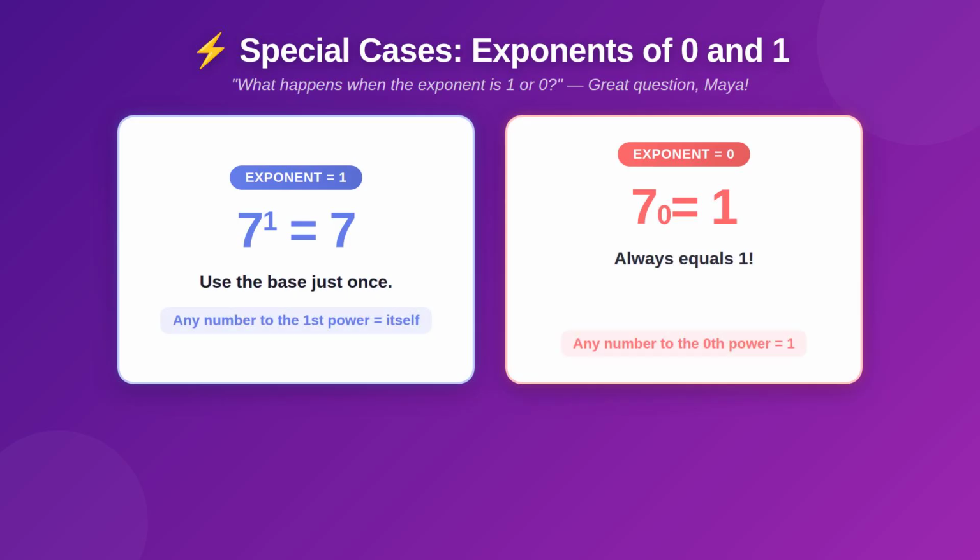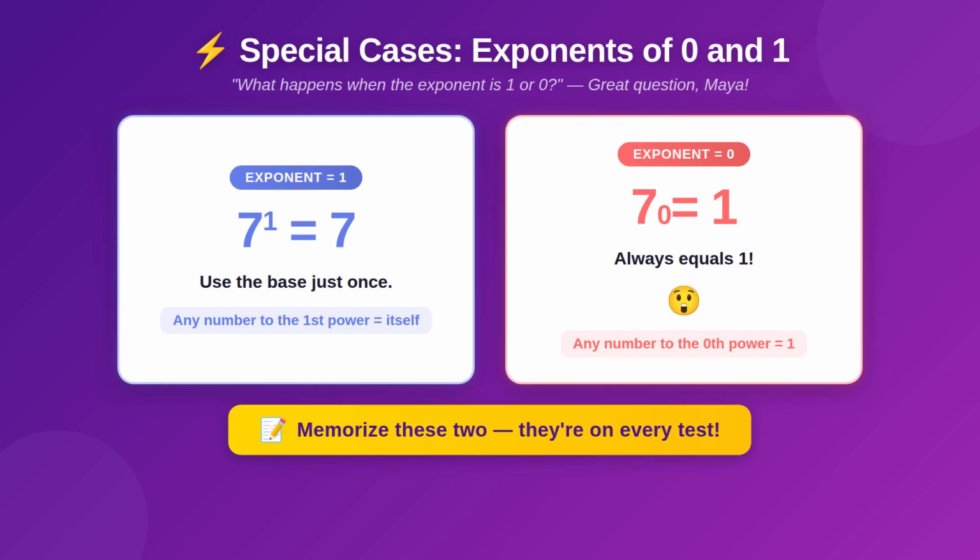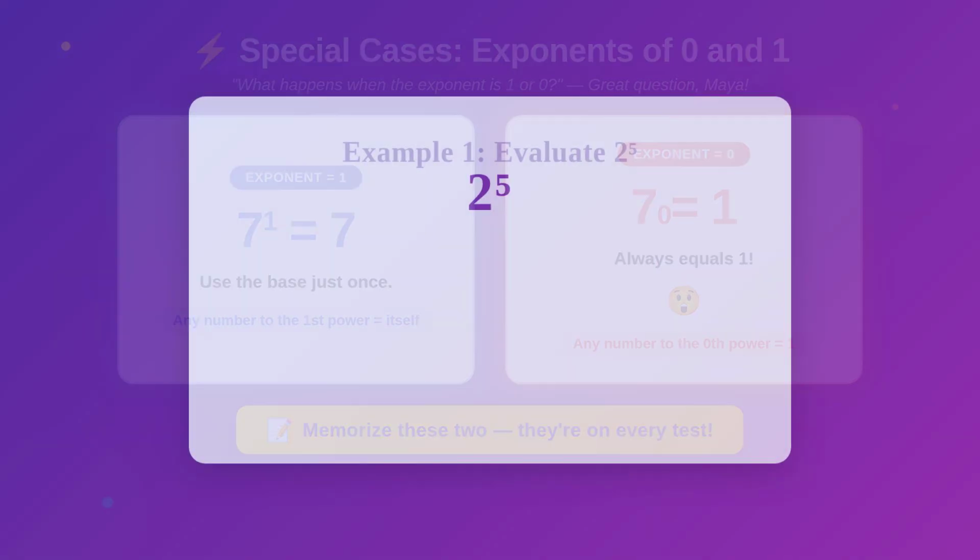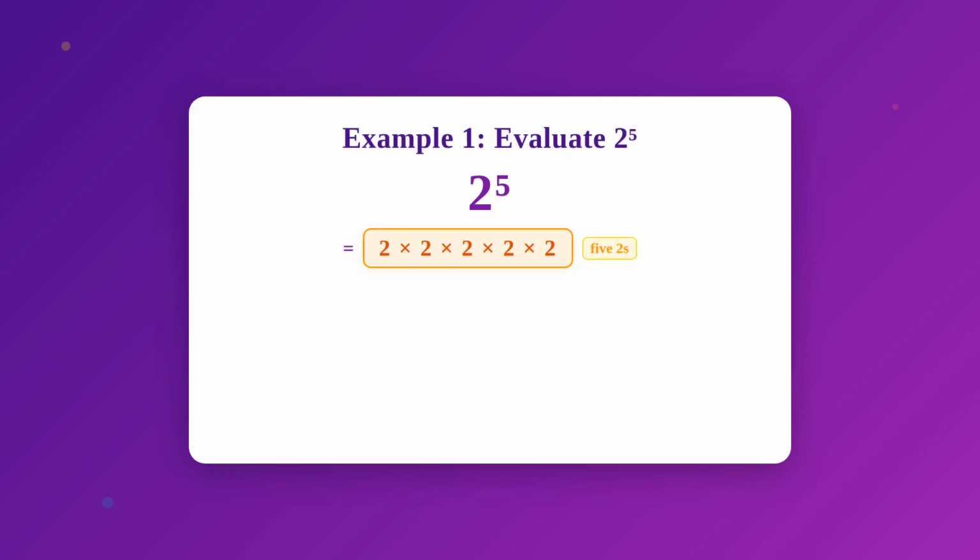Before we practice, Maya had 2 questions that totally stumped her. What happens when the exponent is 1 or when it's 0? Great questions. Any number to the 1st power equals itself, so 7 to the 1st power is just 7. Makes sense. You're only using the base once as a factor. Now here's the wild one. Any number to the 0 power equals 1, so 7 to the 0 power is 1. This seems strange, but it's a rule that keeps all of math consistent. Just remember it. It shows up on tests all the time, and now you know it cold.